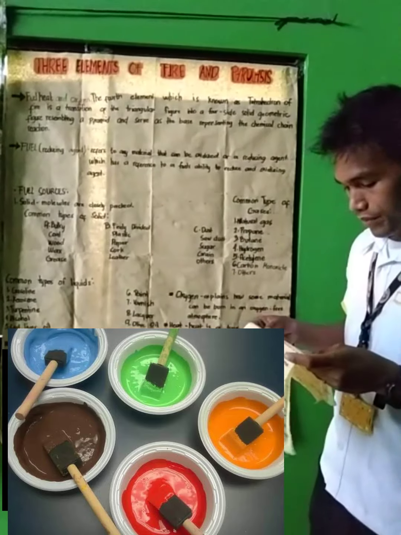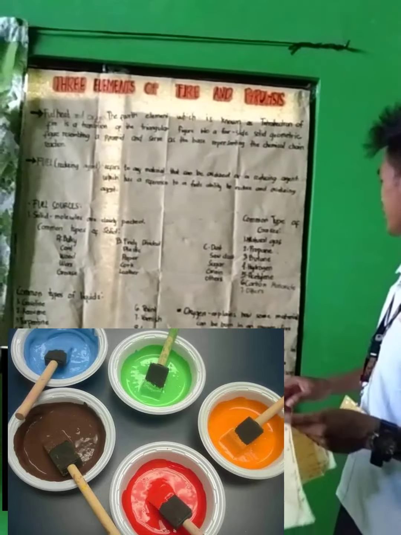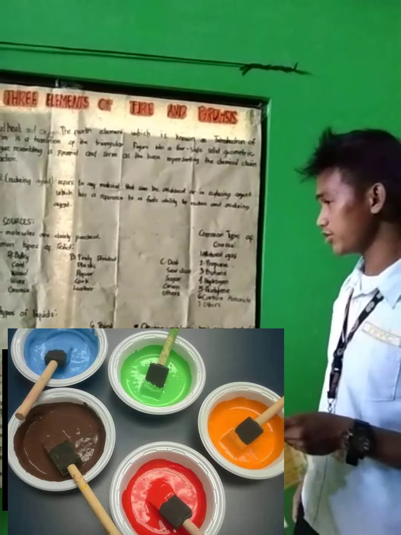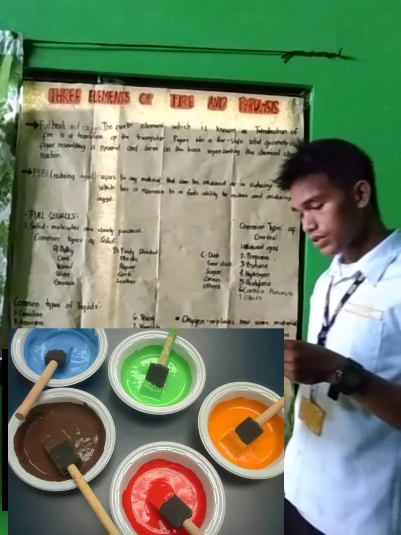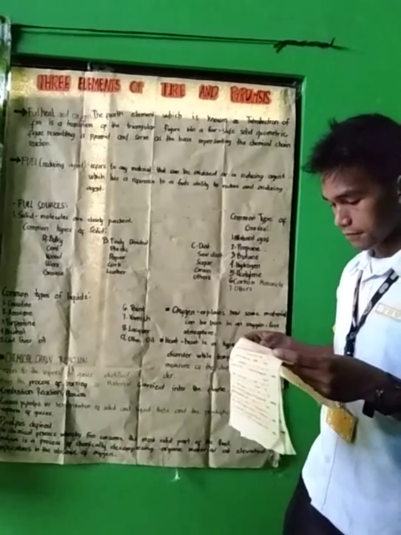Next, paint. Paint is any pigmented liquid covering a surface as decoration or protection. An example of paint is a green paint. It serves as decoration and even protection to walls. Paint could be oil-based or water-based.